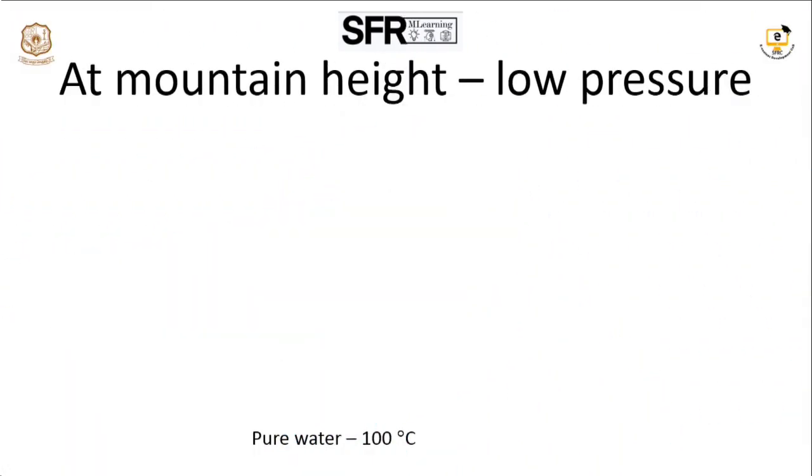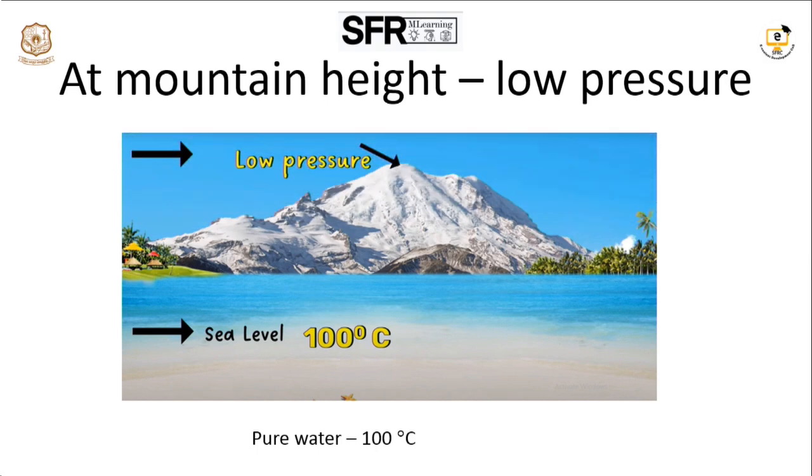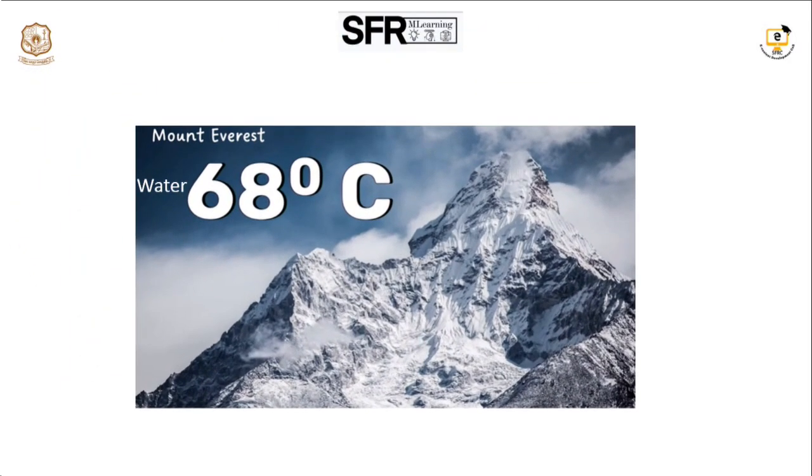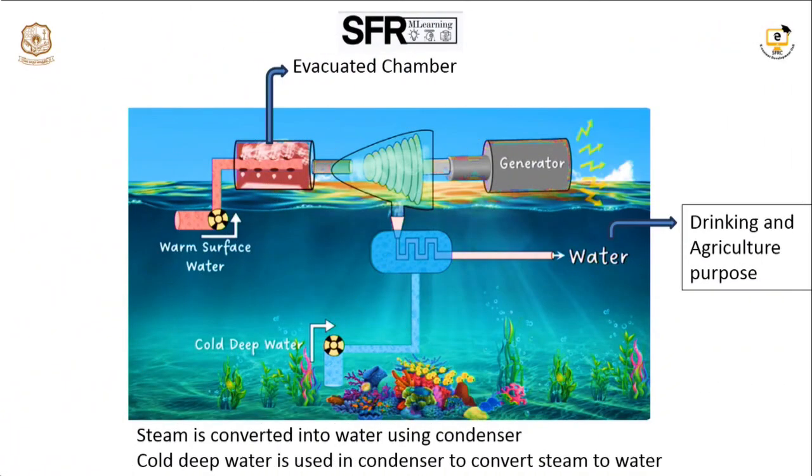Okay. Next, we are going to discuss low pressure. Here you can see at sea level the boiling point is 100 degrees Celsius, but on a mountain, depending on the height, we observe low pressure, so at a lower temperature we can get boiling water. Therefore we are going for this low pressure concept. Here we are on Mount Everest. The boiling point of water is 68 degrees Celsius on Mount Everest, but pure water at sea level is 100 degrees Celsius. Here we can see why low pressure is important.